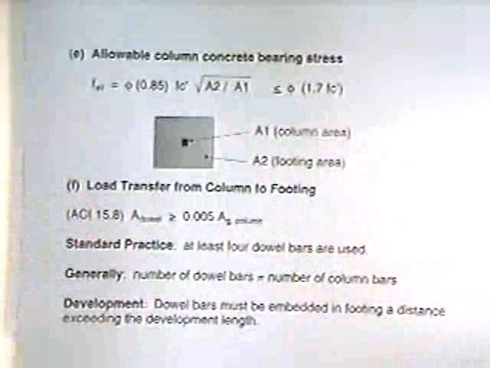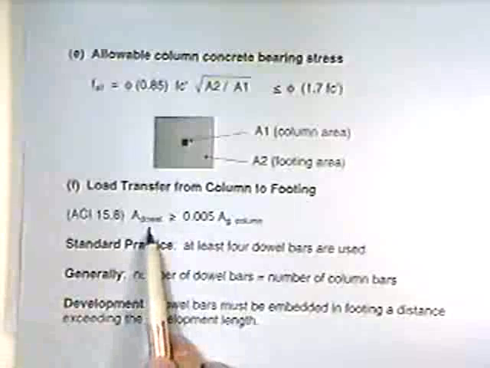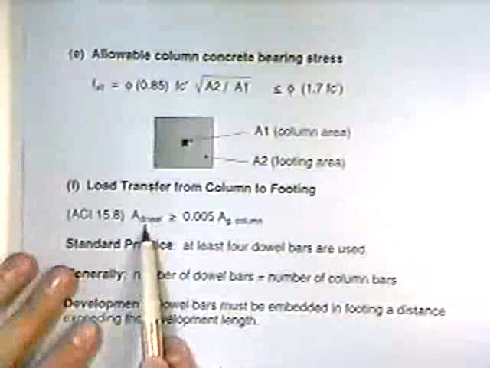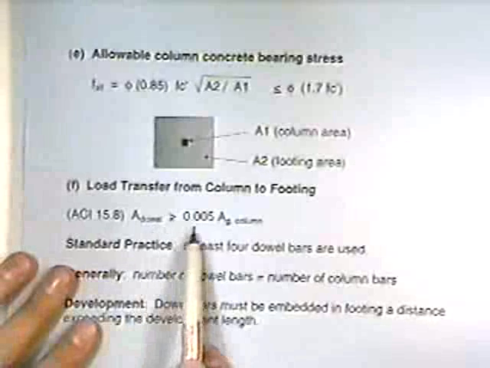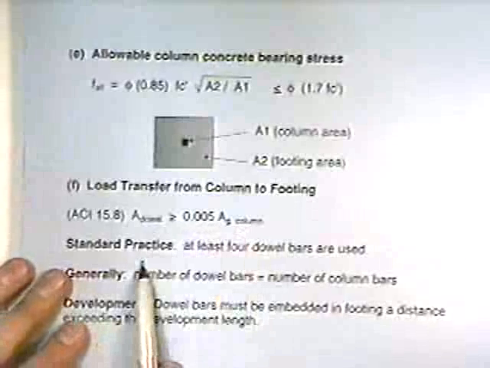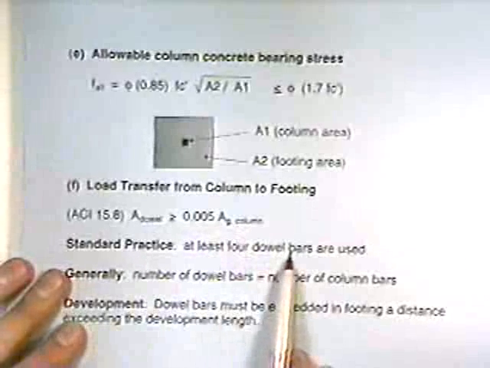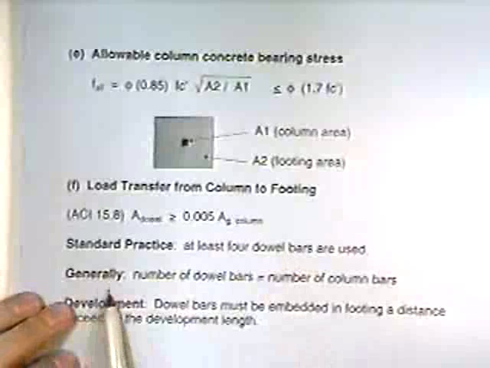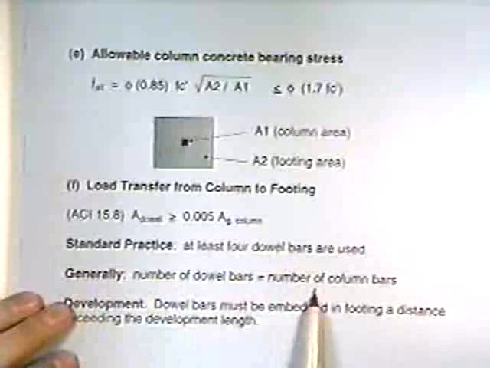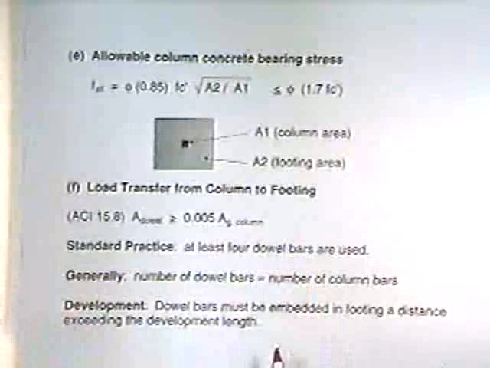You must also make sure that the load gets into the footing. The way you do this is through dowels, which extend from the column into the footing itself. The area of steel required for the dowels must be greater than 0.005 times the gross area of the column. Standard practice is that you typically use 4 dowel bars. Generally, the number of dowel bars is equal to the number of bars in the column, but not necessarily. You need at least 4 though.